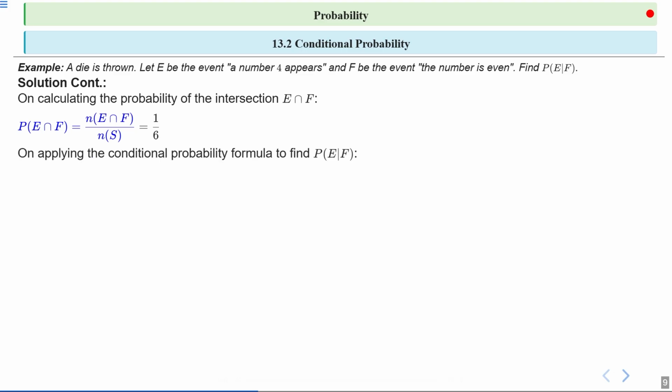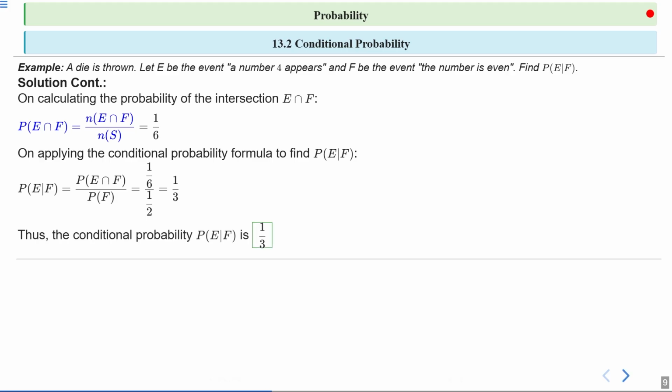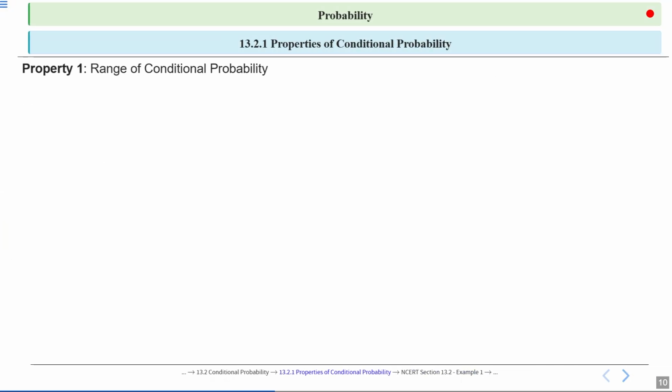Now on applying the conditional probability formula to find probability of E upon F, we get probability of E upon F will be equal to probability of E intersection F upon probability of F, which is equal to 1 upon 6 upon 1 upon 2, which is equal to 1 upon 3, right? Thus the conditional probability of E upon F is basically 1 upon 3, right? Okay.